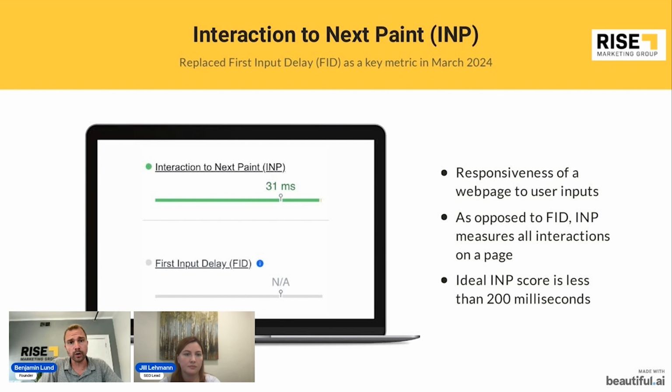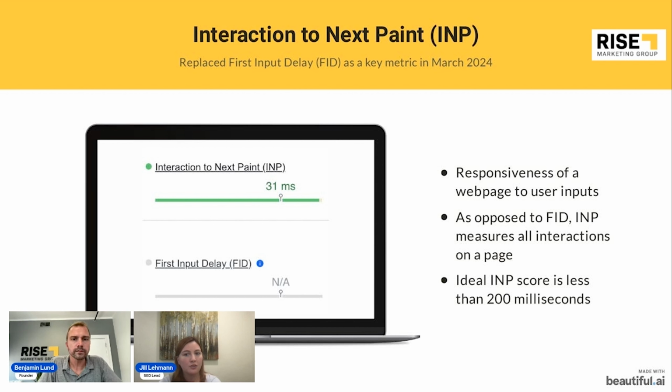Another metric within Core Web Vitals is interaction to next paint, otherwise known as INP. Jill, why don't you share what exactly is interaction to next paint? So interaction to next paint actually replaced first input delay as a key metric back in March of this year. It just gives a more accurate understanding of responsiveness of a page based on user input. So with first input delay, that was a measurement of when the first interaction of a page was measured. INP is all interactions on a page and how those are measured.